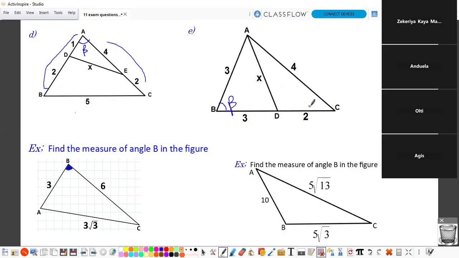In this one you can use this corner, also this corner. You have two options in here. So in both of them, first you apply it in big triangle, you find cosine alpha, then you apply in the small triangle you like.